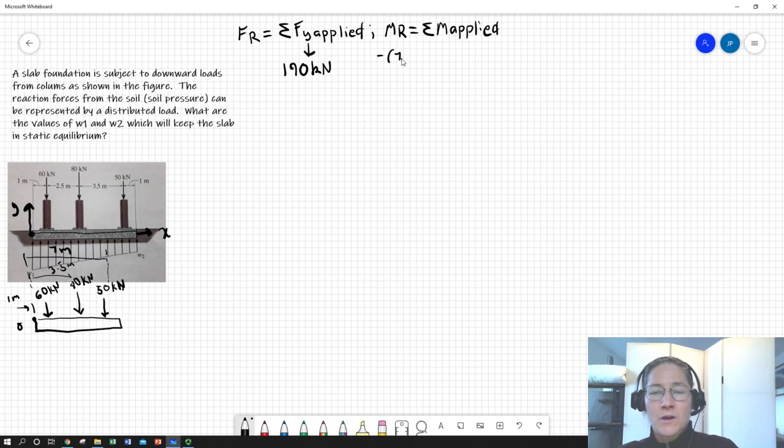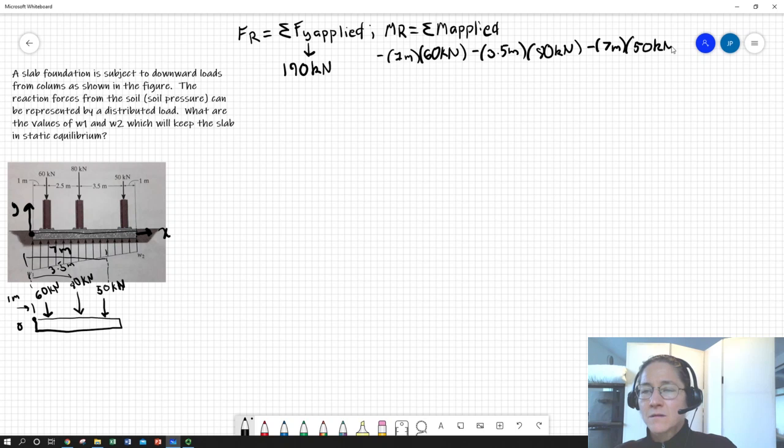negative 1 meter times 60 kilonewtons, minus 3.5 meters times 80 kilonewtons, minus 7 meters times 50 kilonewtons. So we can calculate a resultant for that, do the math here.